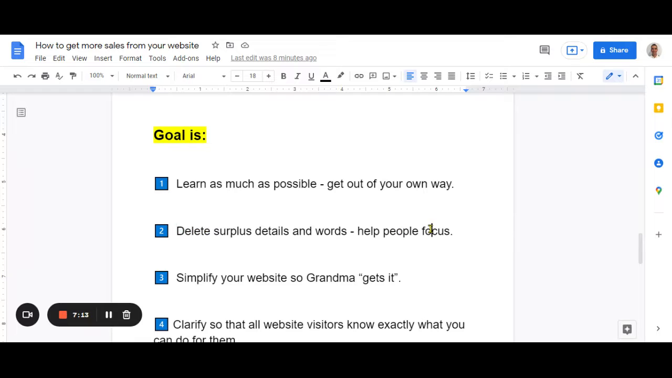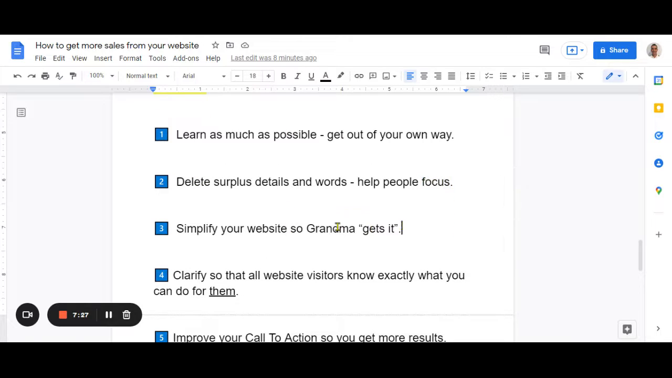We want to help people focus, okay? So if you've got a whole bunch of things on your website that are distracting people from the important things, then Houston, we have a problem. So we do want to learn from people and delete stuff. We want to simplify it, okay? We want to simplify that website so that grandma looks at it and goes, aha, you're a bus driver, or aha, you're a mechanic, or aha, you sell coffee. Whatever you're doing in business, we want to make sure that grandma gets it.